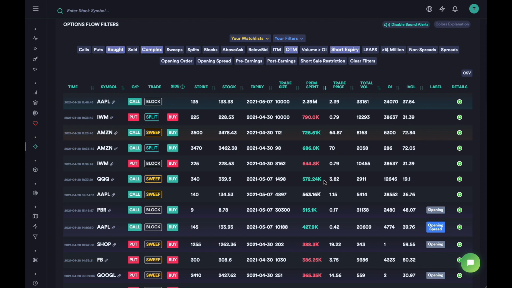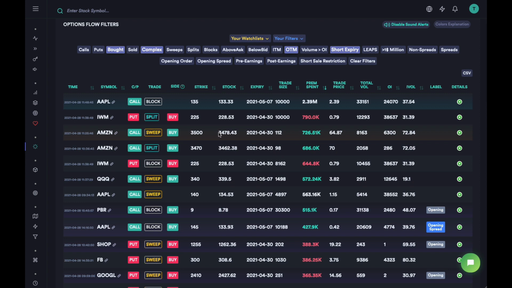So this column is now sorted by the total premiums. We can see here that an IWM put was bought, but since indices are mostly used for hedging, I'm going to skip any indices. We can see that Amazon, this looks good.